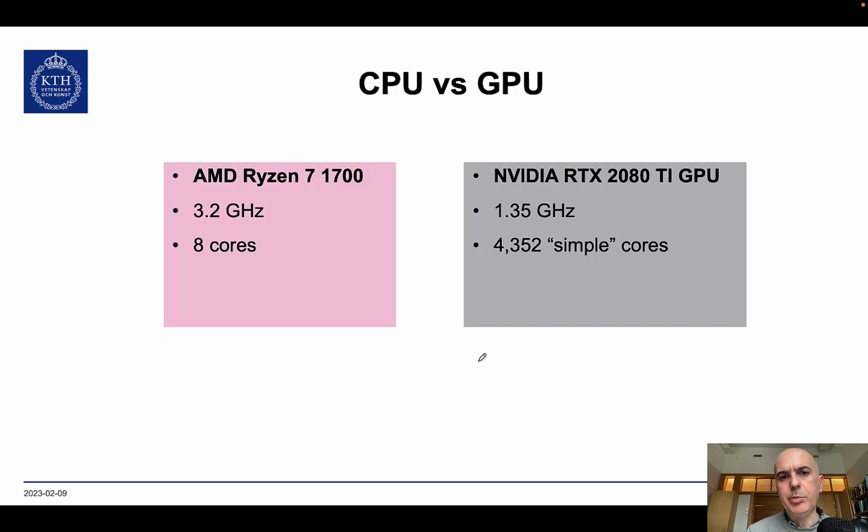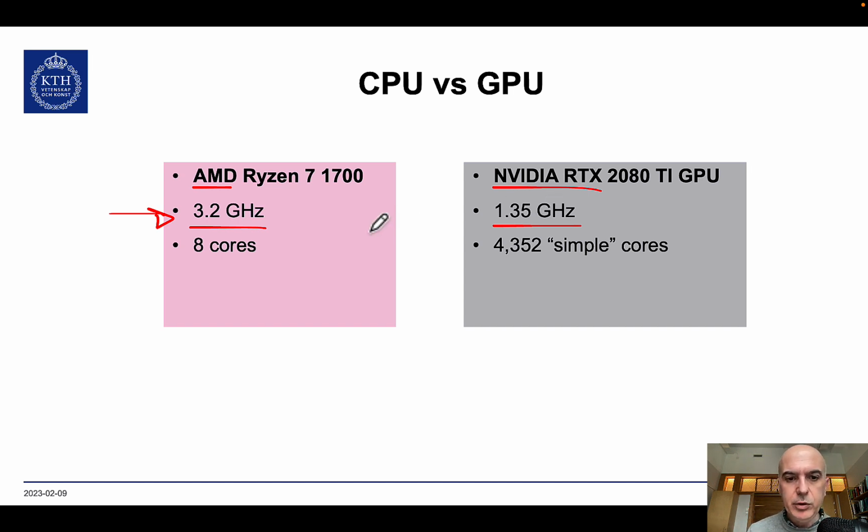So let's look at an example of what are the differences between CPU and GPU. On the left here I have the number for the clock cycle and number of cores for an AMD CPU, and on the right I have a simple NVIDIA GPU called NVIDIA RTX 2080 Ti. As you can see, the clock cycle for the CPU is typically around 3 GHz. In the case of the GPU, in this particular case it is 1.35. So roughly half of the clock cycle. So technically it is much slower.